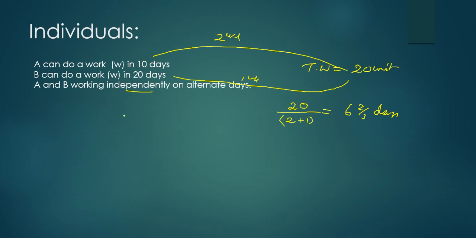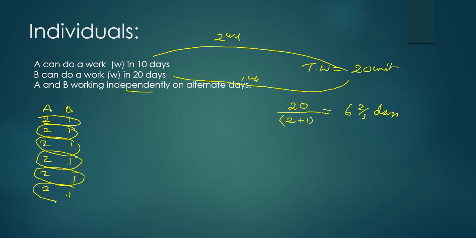What happens here? How to solve this question? Let us say A begins the work. A is doing 2 units on the first day. Similarly, B will do 1 unit on the second day. Similarly, A 2, B 1, A 2, B 1, and so on. So for how many days is it over? 1, 2, 3, 4, 5, 6, 7, 8, 9, 10, 11, 12. How many units are covered? 3 units per two days. 6 plus 3, 9. 9 plus 3, 12. 12 plus 3, 15.